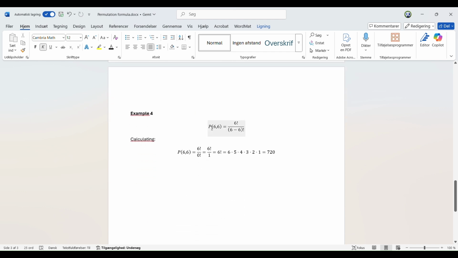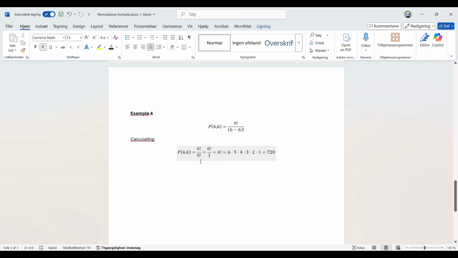So example 4, if we say the permutation of 6 choose 6, once again we put into our formula, and we can see that 6 factorial stays up here, and 6 minus 6 equals 0, so that would be this calculation down here if we would like to calculate it. This was just for putting into the formula.